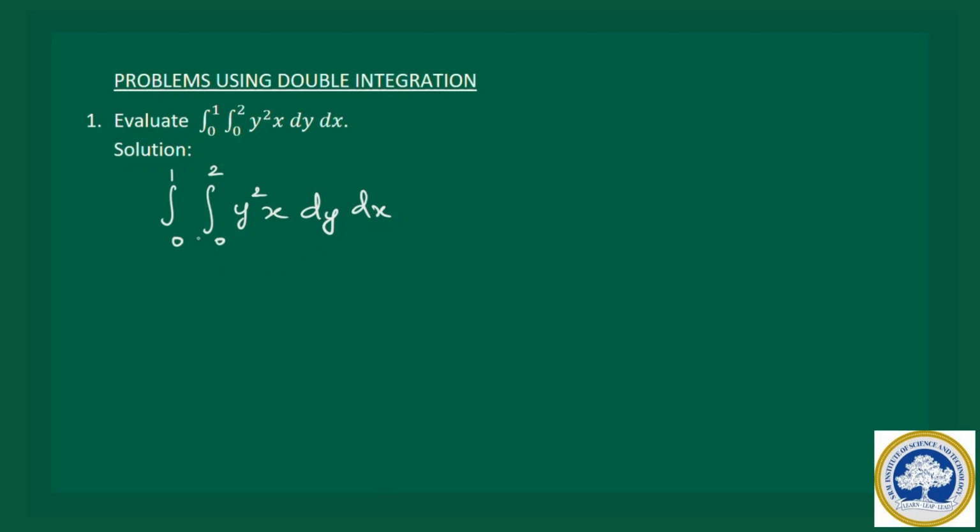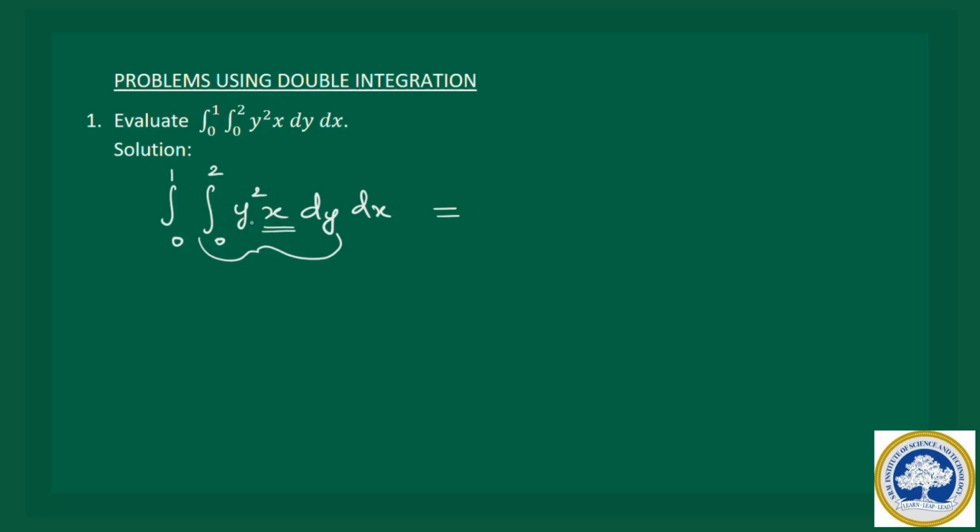What this means is, first we have to do this integration with respect to y, and then the remaining integral 0 to 1 should be integrated with respect to x. So we always start with respect to y, that is the innermost integral. While integrating with respect to y, we have to consider the remaining variable as constant. Here we have only two variables, x and y. Since we are integrating with respect to y, x should be treated as constant.